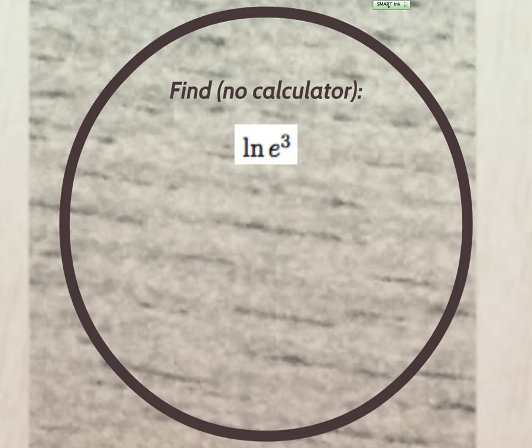So one thing we just talked about was how the natural log and the e cancel each other out, right? So if they cancel each other out, what's left? 3. Done.